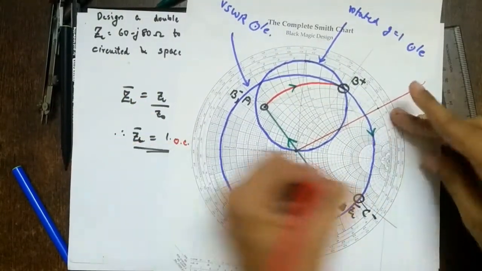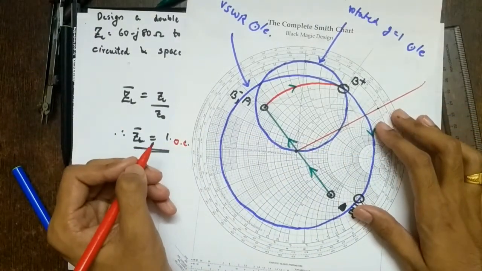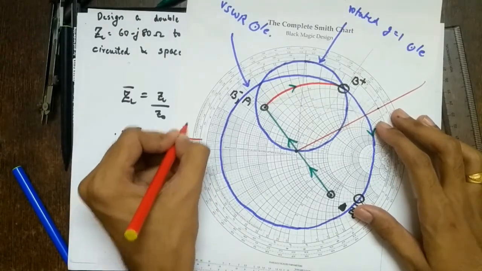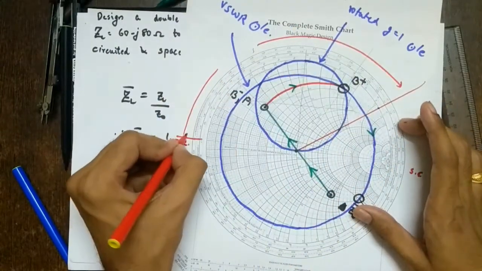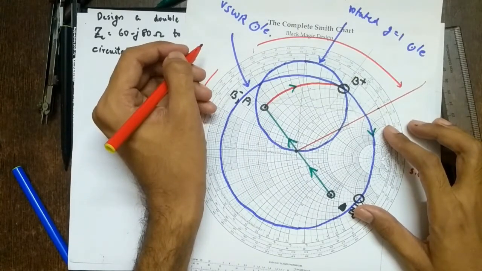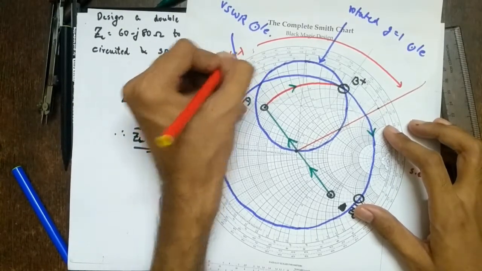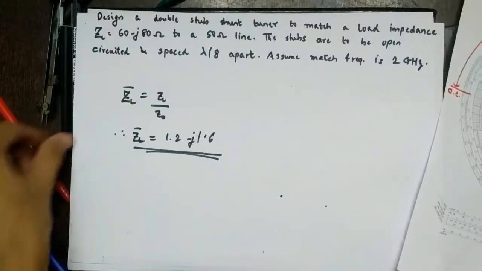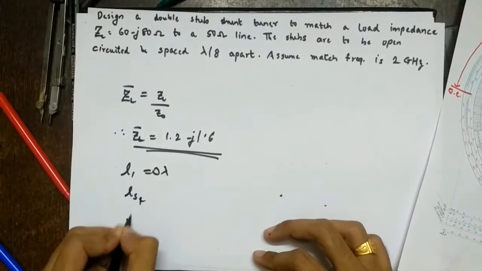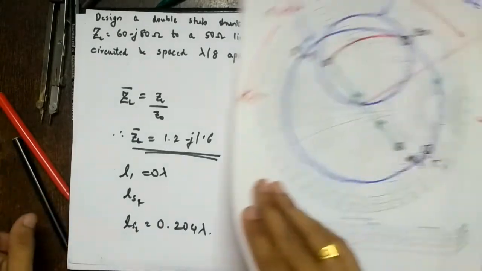So this is open circuit, remember, and this is short circuit. So what I have told, consider open circuit as load. So you are moving away from load, from the open circuit, that is towards generator. So you have to go in clockwise direction. So you will go like this. So this distance is 0.203, sorry, 0.204. So 0.204 lambda. So this is which distance? LS2. So L1 we have taken as 0 lambda. LS1 we have to find out. LS2 is 0.204 lambda. Fine.